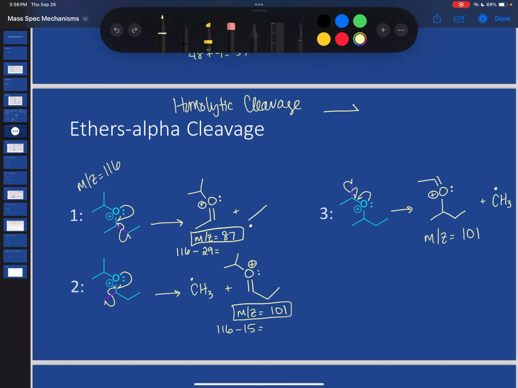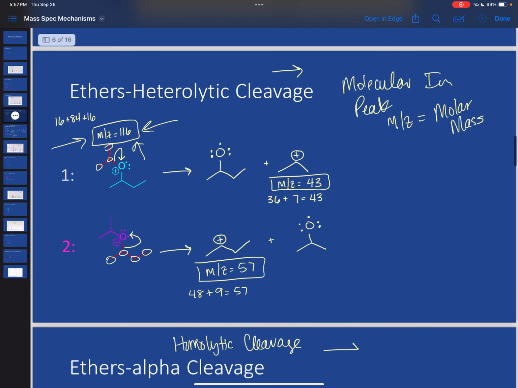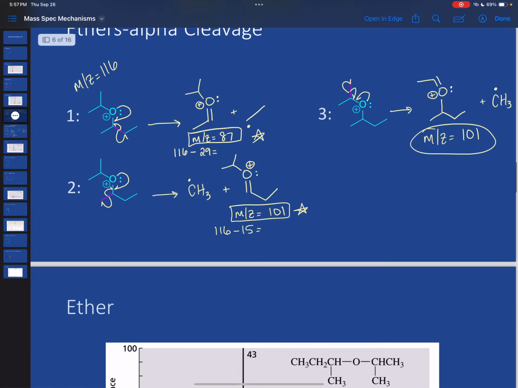So this is the same as before. So the masses I will be looking for are 101, 87, and then if we consider our heterolytic cleavage, we should have 43, 57, and then we are not going to forget about our molecular ion peak. So let's look at this mass spec.